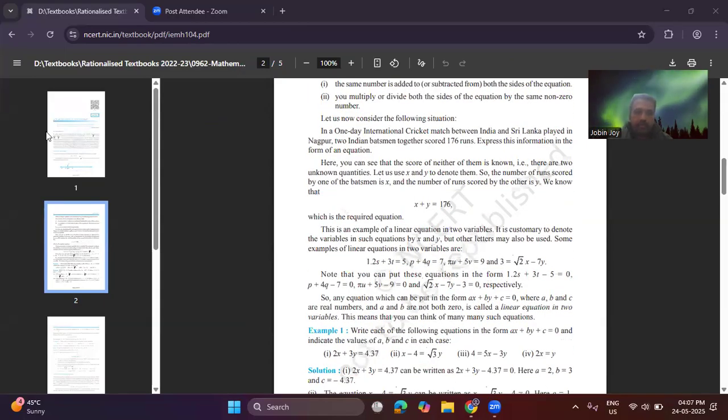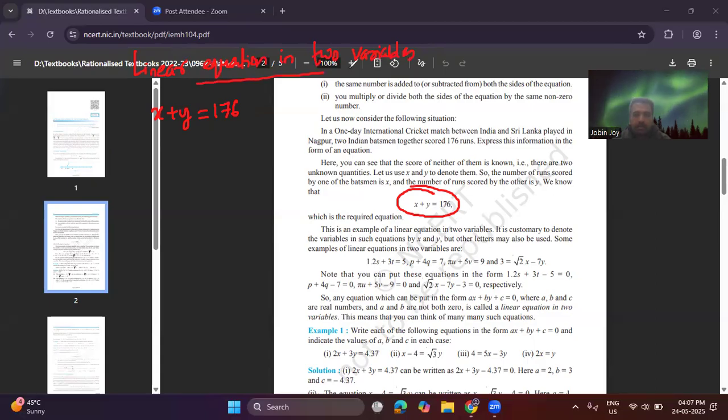Okay, so we will start with linear equation in two variables. I will take the same example. X plus y is equal to 176. Here you have two variables, one is x and another one is y. So x plus y is equal to 176. This is a linear equation. This is an example of a linear equation in two variables.